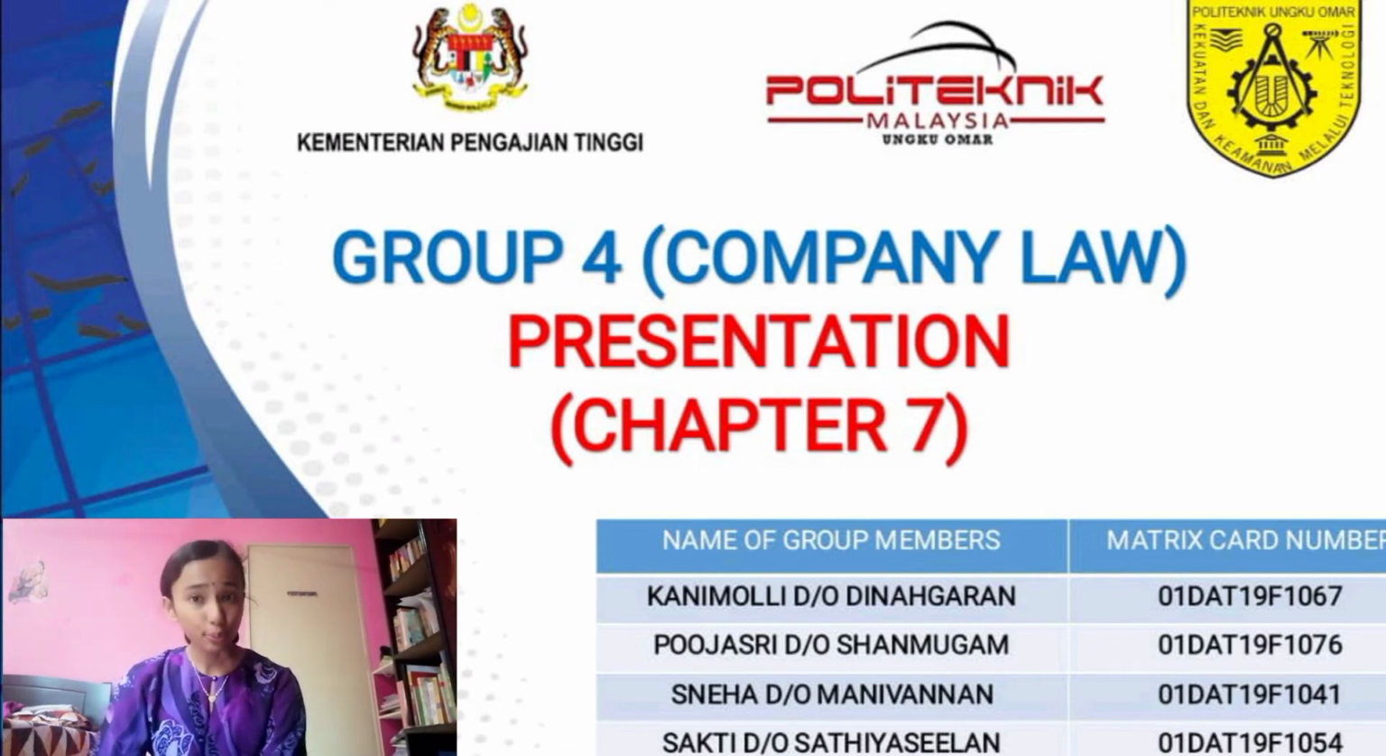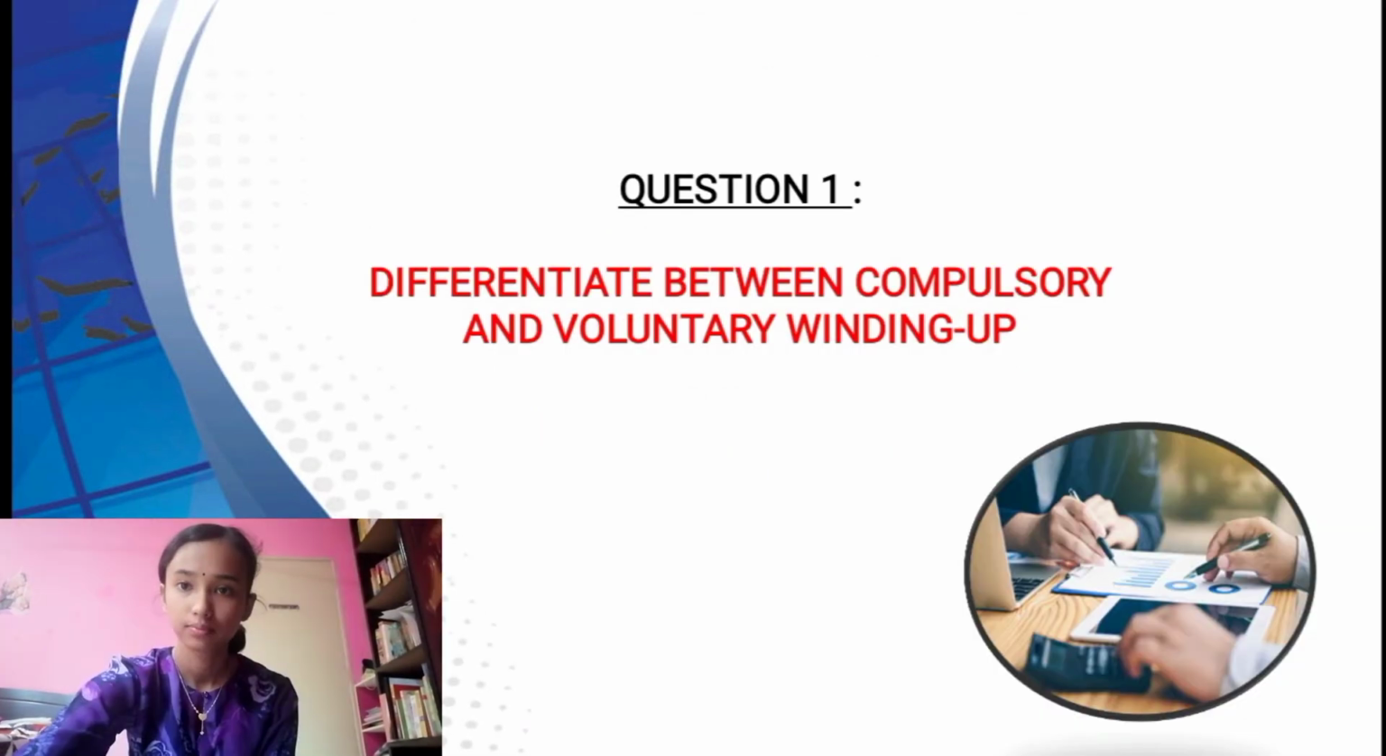Today, my group mates and I are going to present about Chapter 7, which is Winding Up. Before that, I would like to introduce my group mates. My group consists of 4 people, which are myself, Kanimolli Dinahgaran, Sakti, daughter of Sathiyaseelan, Poojassri, daughter of Shanmugam, and finally Sneha, daughter of Manivannan.